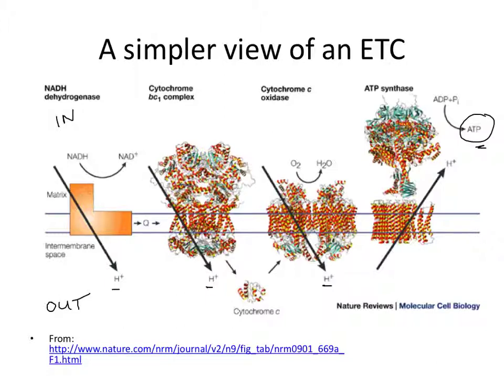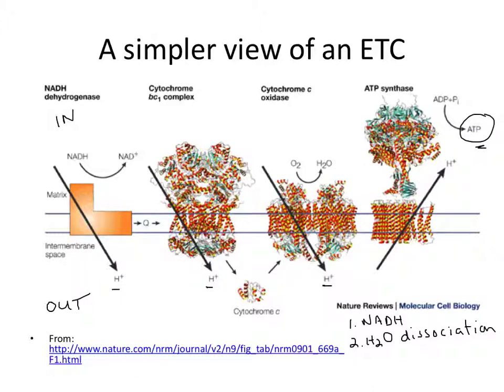All right, the protons, where do they come from? They come from two places. One, they come from NADH. Okay, when it's oxidized, it yields protons. And two, they come from water dissociation.